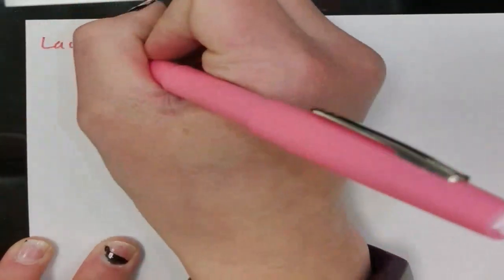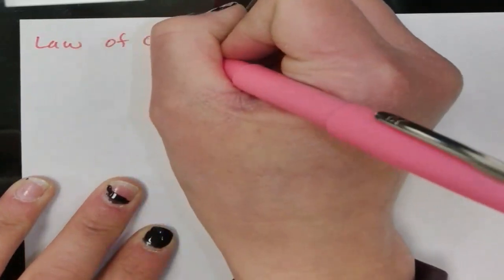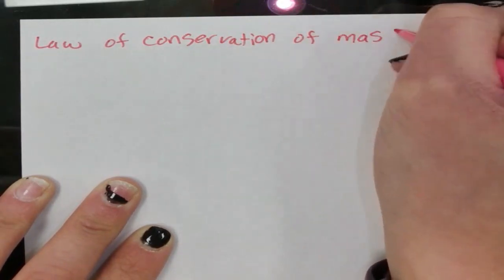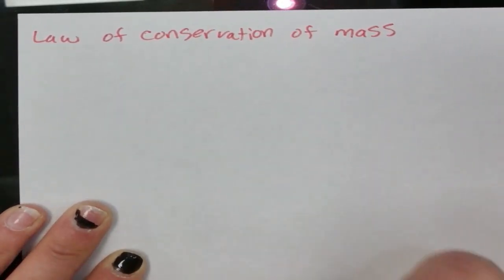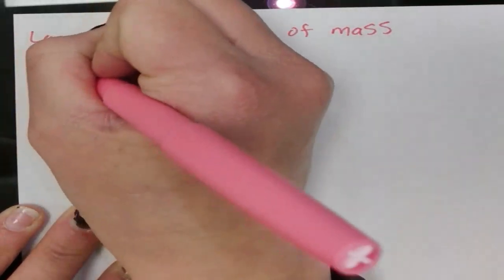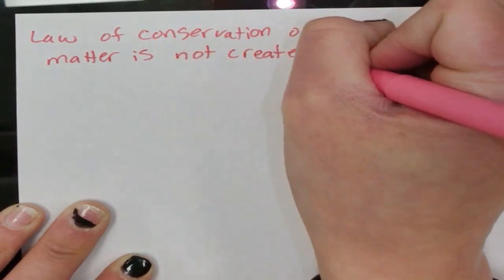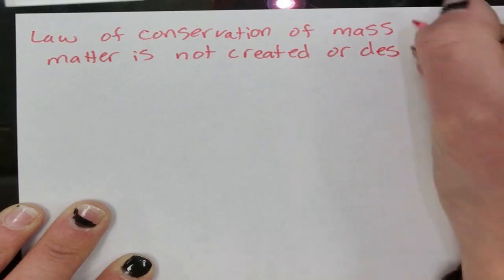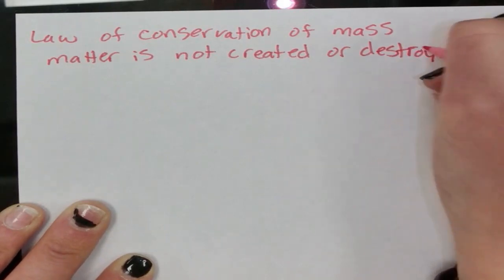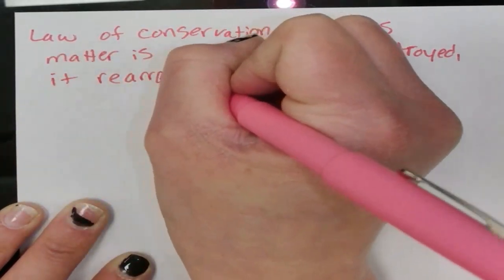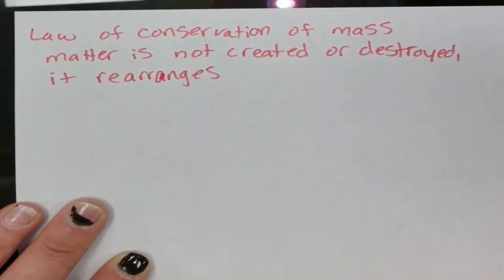Okay, so in today's lesson, we're going to learn how to balance equations. To balance an equation, we follow the law of conservation of mass, where matter is neither created nor destroyed, it simply rearranges. All right, so the mass in equals the mass out.